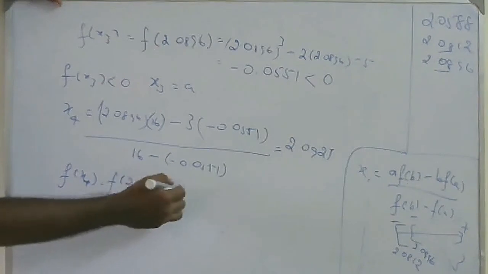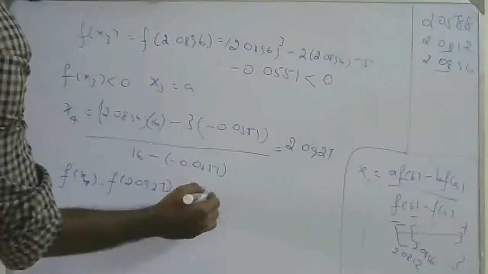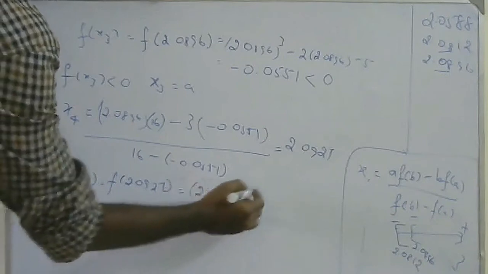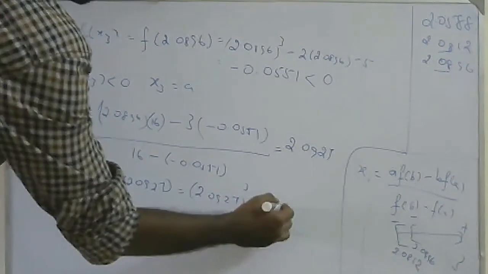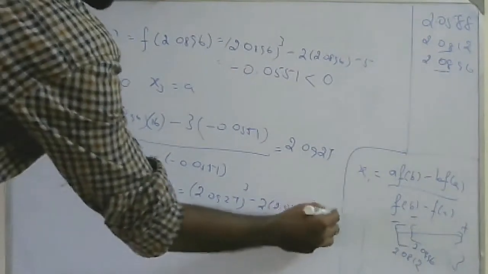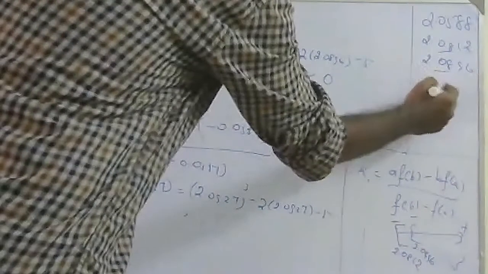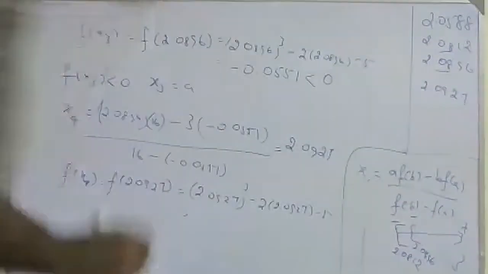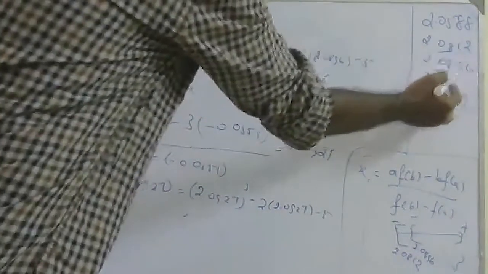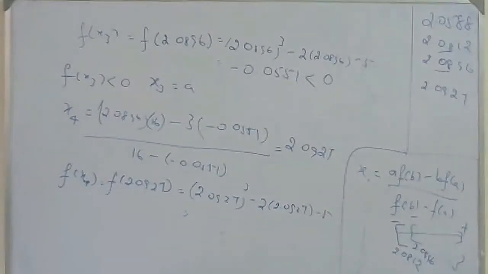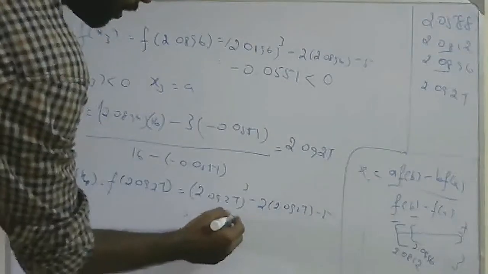Immediately next, f of x4 is equal to f of 2.0927, which is 2.0927 cubed minus 2 into 2.0927 minus 5. It is minus 0.0206, less than 0. I think within the next approximation we will get the answer.